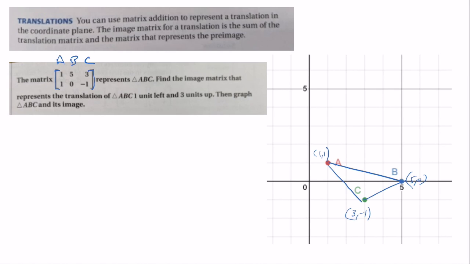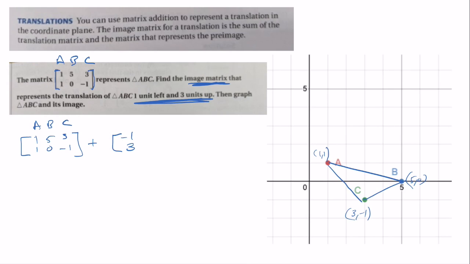But now it says find the image matrix. So where is this going to end up if we use the translation 1 unit left and 3 units up? So what we're going to do is we're going to add our triangle ABC, which is 1, 1, 5, 0, 3, -1. And notice we're going to change each of those points, A, B, and C, by the same change, which is 1 unit left, which means the x is going to be -1. We're changing that by -1. And 3 units up, which means the y coordinate, we would be going up 3 or +3.